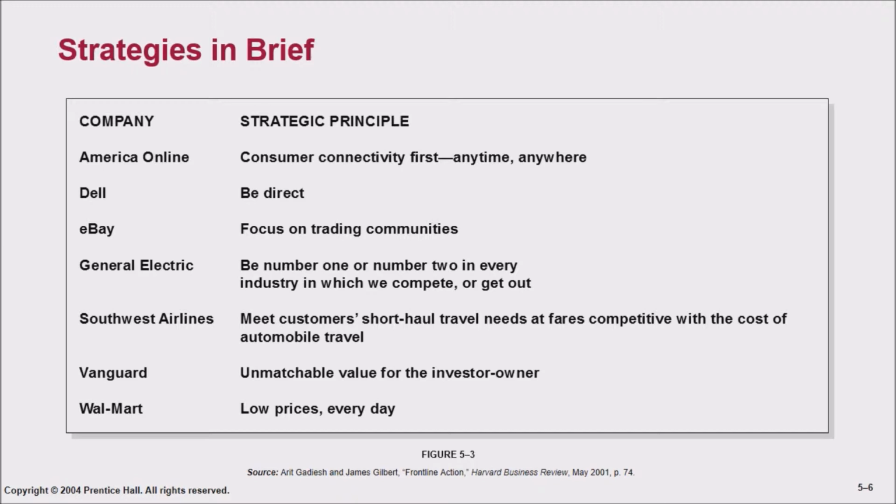Some of the companies and their strategic principles. America Online: consumer connectivity first, anytime, anywhere. Dell: be direct. eBay: focus on trading communities. General Electric: be number 1 or number 2 in every industry in which we compete, or get out. Southwest Airlines: meet customers' short-haul travel needs at fares competitive with the cost of automobile travel. Vanguard: unmatchable value for the investor owner. Walmart: low prices, every day.